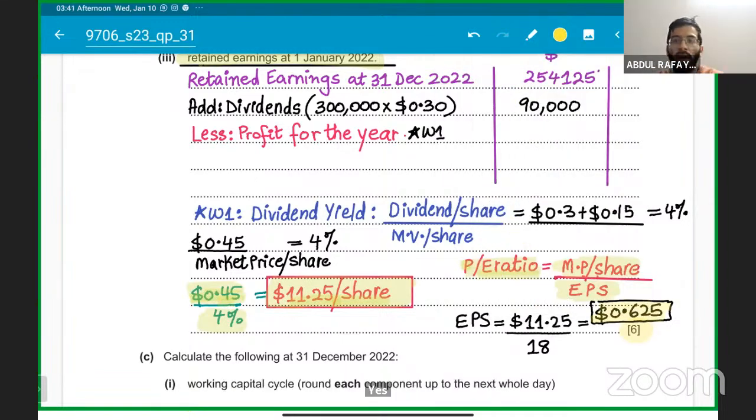I hope everyone is getting the connection between them. We started with the dividend yield. From the dividend yield formula, we calculated the market value, or market price per share. Using the market price per share and applying the price to earnings ratio, we found the EPS, that is the earnings per share.